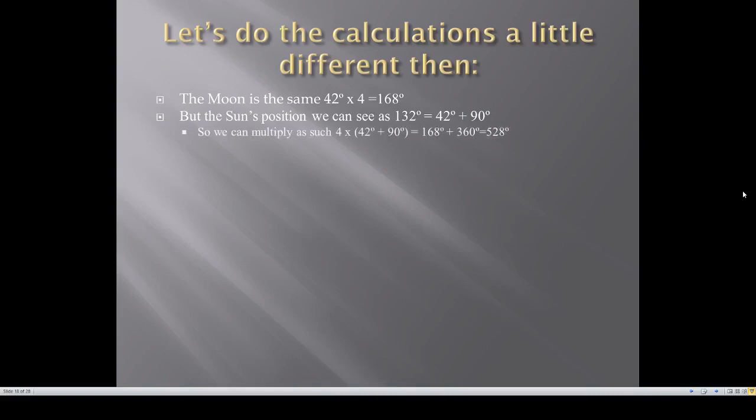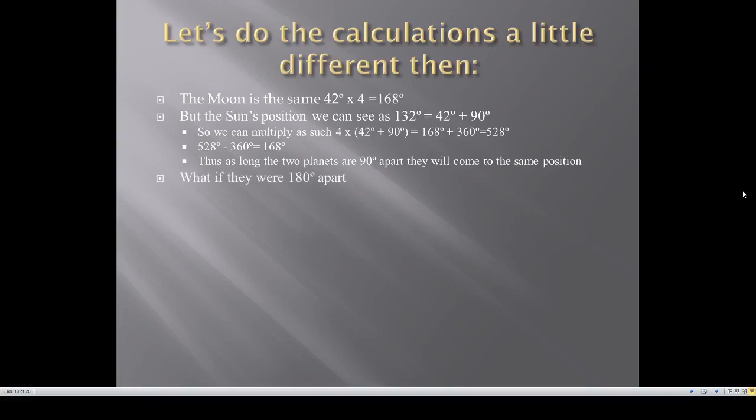And then when I'm multiplying, I'll multiply with the distributive property. So it will be 4 times 42 and 4 times 90, for 168 degrees plus 360 degrees, which gives us 528 degrees. Then I subtract 360 degrees, and I get 168 degrees. So we can see then that as long as two planets are 90 degrees apart, they will come to the same position when multiplied by 4.